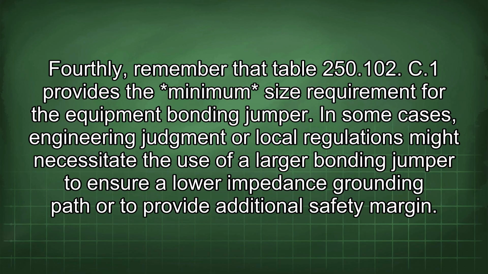Fourthly, remember that Table 250.102(C)(1) provides the minimum size requirement for the equipment bonding jumper. In some cases, engineering judgment or local regulations might necessitate the use of a larger bonding jumper to ensure a lower impedance grounding path or to provide additional safety margin.